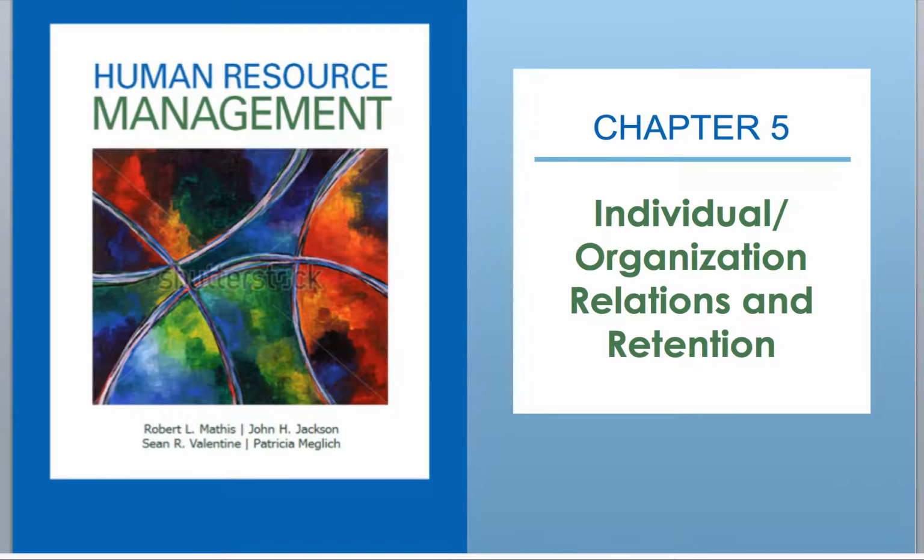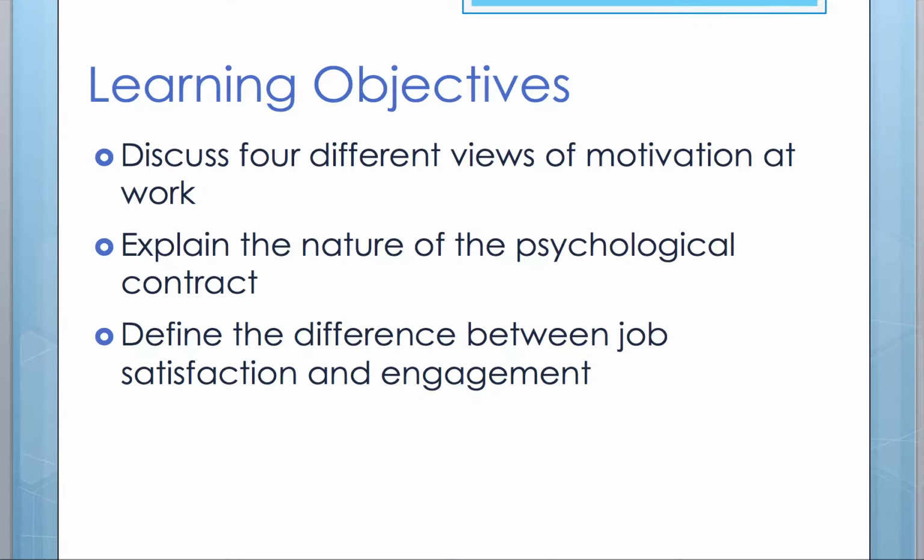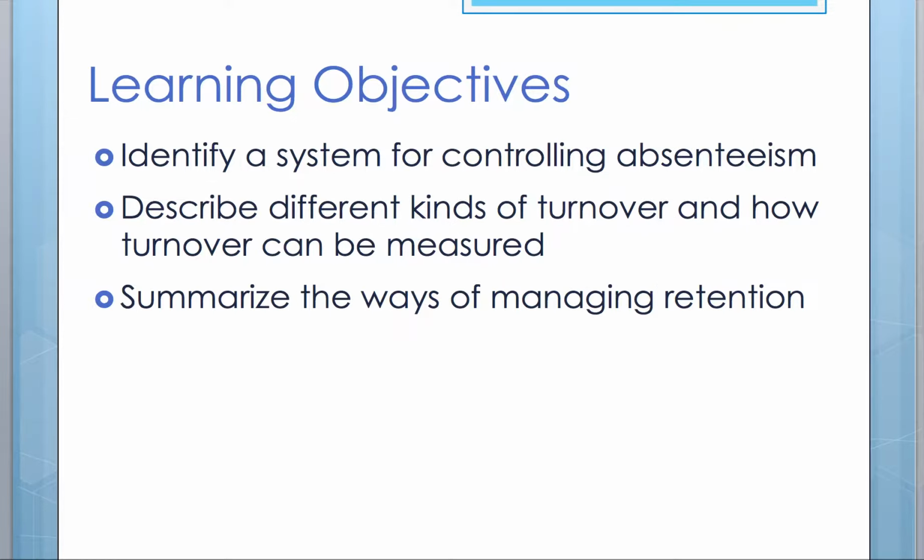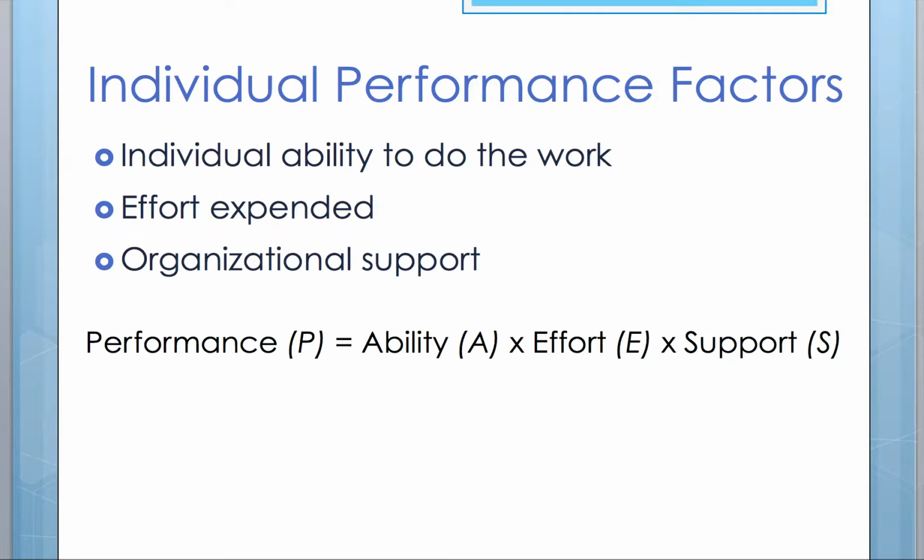Welcome to Chapter 5. In this chapter, we're going to discuss employee relations and retention, both with the individual as well as the organization. Various things that you should be able to do by the time you're done reading this chapter: know the 4 different views of motivation at work, the nature of the psychological contract, the difference between job satisfaction and engagement, identify a system for controlling absenteeism, describe the different kinds of turnover and how it can be measured, and summarize the ways that we can retain our employees.